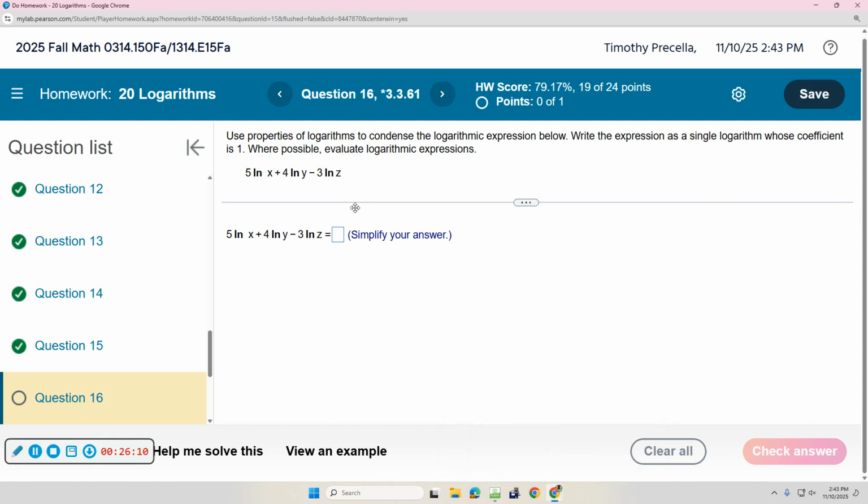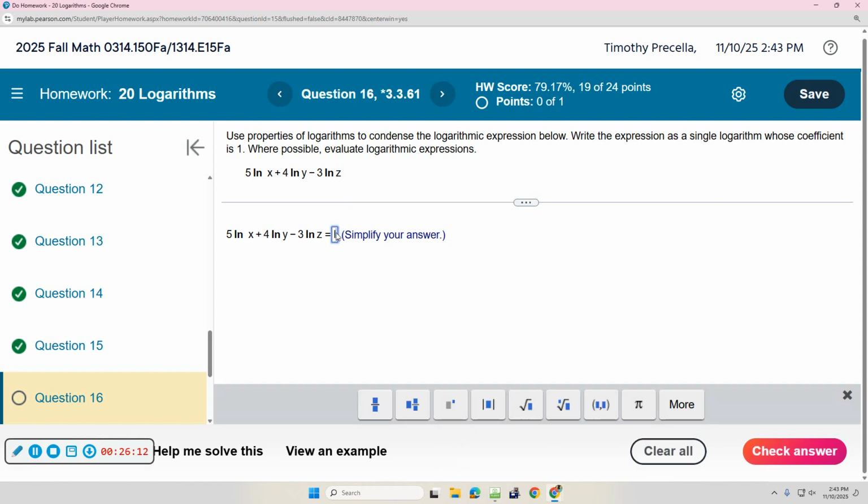Type it in. So I type L in, and fraction hot button, X to the 5th, get out of the exponent, Y to the 4th, on bottom, Z cube.